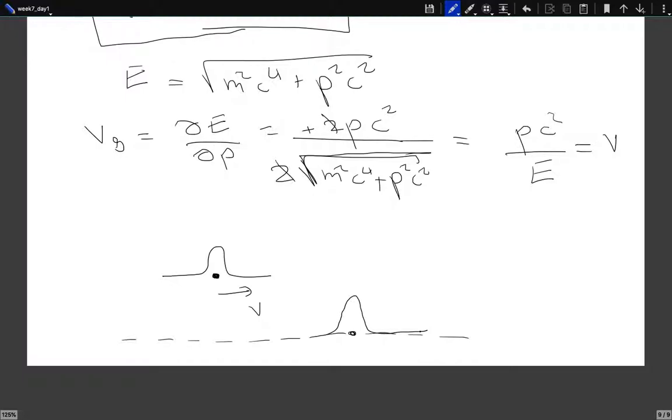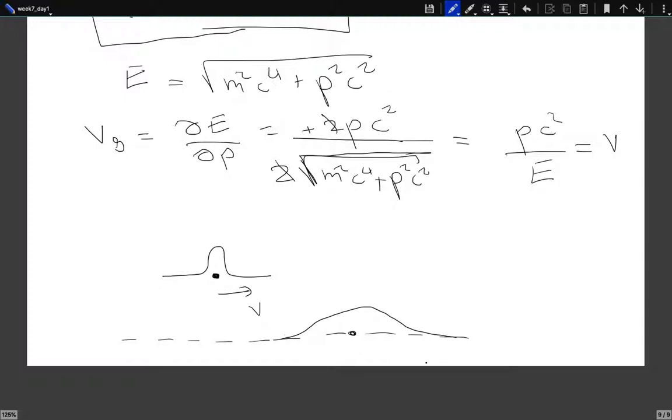Now the problem with the definition of the velocity of the wave is that this wave will not conserve its shape. If it looks like this initially, it won't look like that later on, but more like this. Now we will see why it happened. It will be broadened, but more or less it's moving with the particle. That's what's important for us.